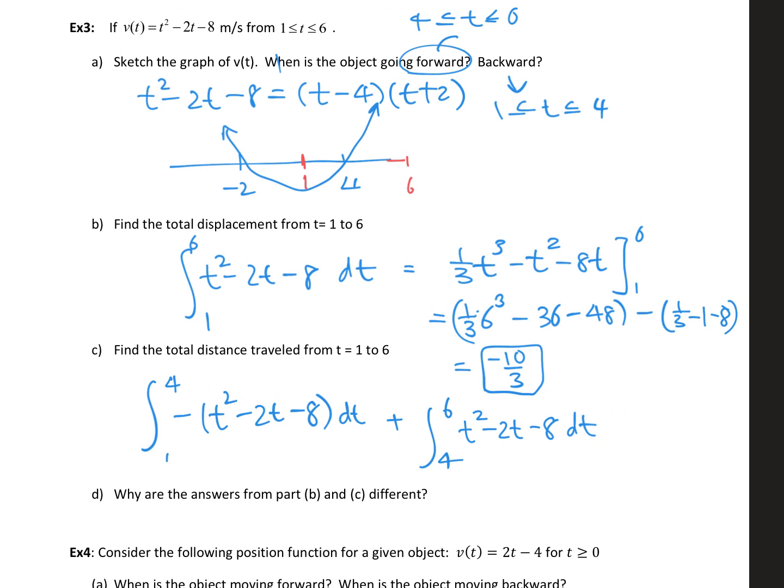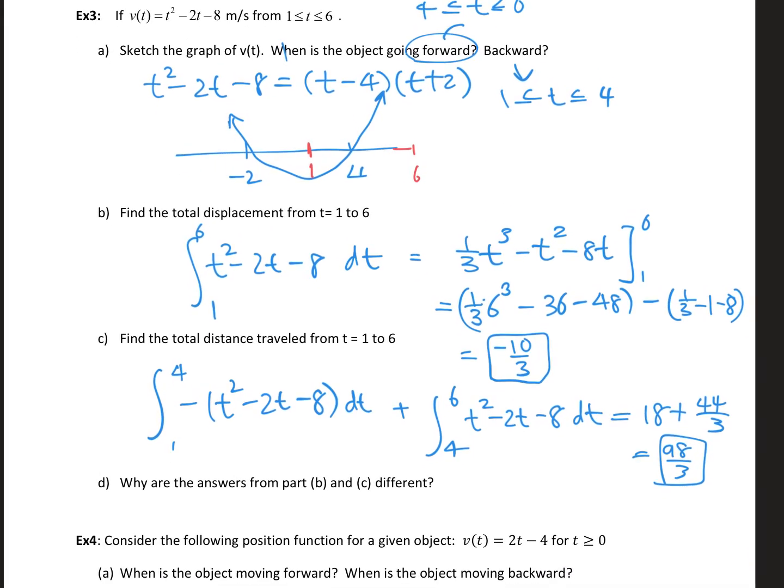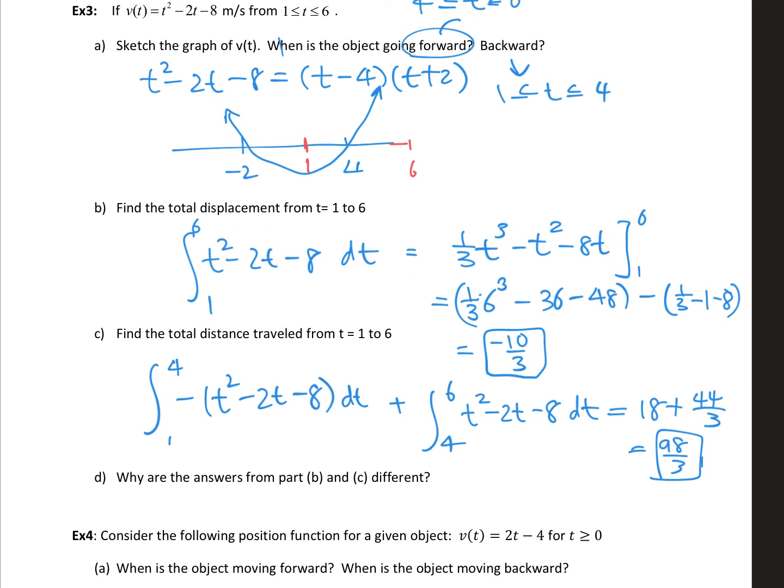All right, when you calculate it out, I calculated on the side. There'll be 18 for the first term, and then 44 over 3 for the second one. So total 98 over 3. Was there a unit? Nope. So whatever unit. Meters per second. So it's meters. Same here, meters.